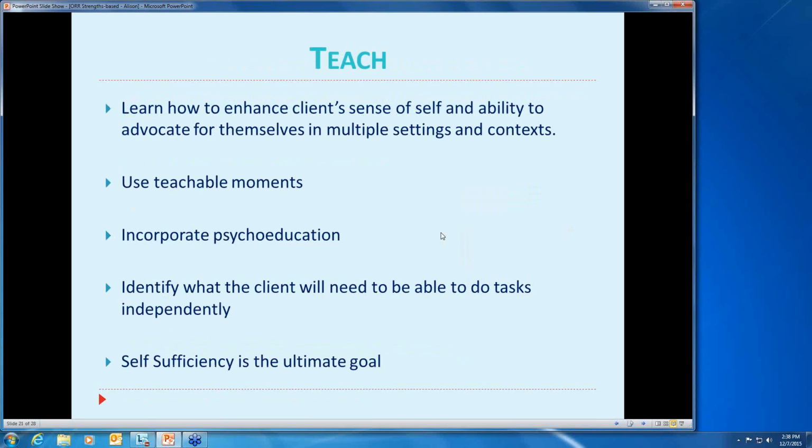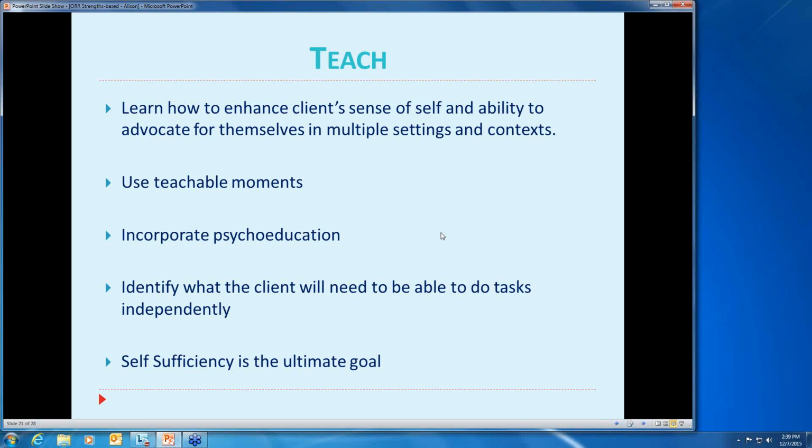So the other skill, and I'm sure everyone on this call uses this one, is to teach. Being that it's our ultimate goal to help them be self-sufficient, teaching is huge. It's one of the biggest things you can do. So I try to teach in every possible moment that I can, and also to help further their sense of self and their confidence.